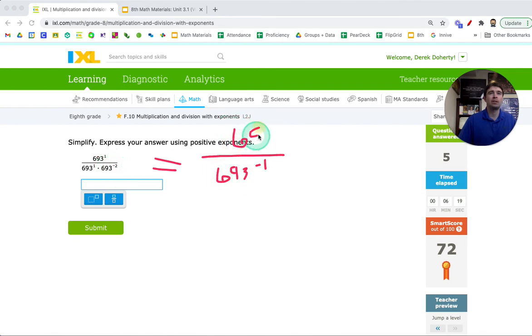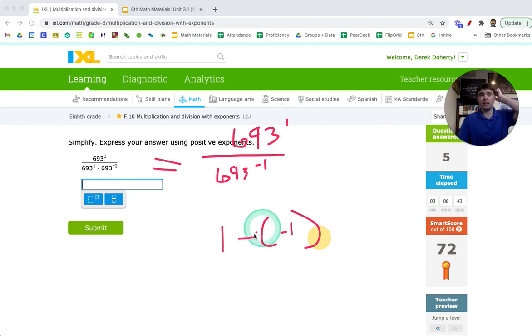And now once I've done that, this is still a tough problem. I like IXL in this way. I have 693 to the power of 1, and I know I can subtract whatever's in the denominator. Our rule for division was subtract whatever's in the denominator. So I'm going to be doing 1 minus a negative 1 here, because I take the top exponent and I subtract whatever exponent is in the bottom. And you may remember from last year, 1 minus a negative 1 really means the same thing as 1 plus 1. That's what it means to subtract a negative. So our exponent's actually going to become a 2 here.